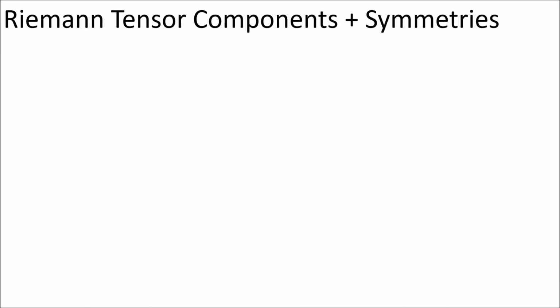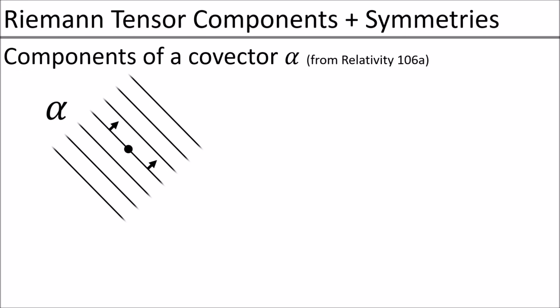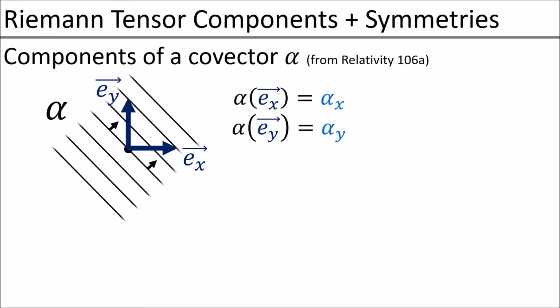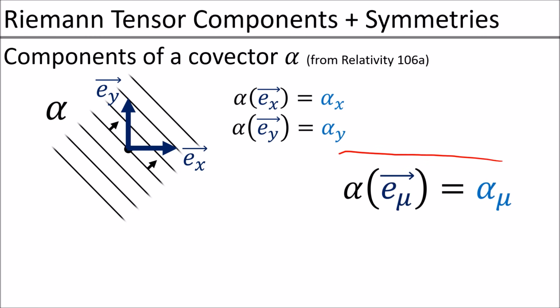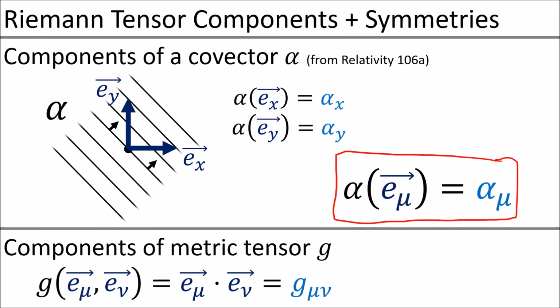Next, I'll talk about the components of the Riemann curvature tensor and its symmetries. Recall from Relativity 106a, to get the components of a covector alpha, we just get alpha to act on each of the basis vectors in our space. So alpha acting on the basis vector e mu gives the component alpha mu. Also, to get the components of the metric tensor G, we just have G act on a pair of basis vectors. So G acting on e mu and e nu gives us the metric components g mu nu.